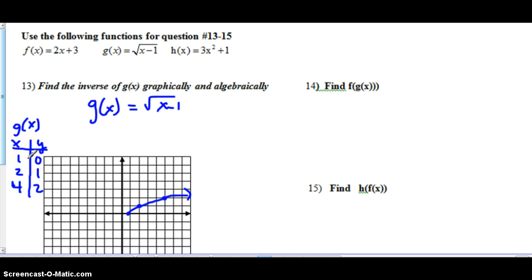So for the inverse, it's going to be the point 0, 1 instead of 1, 0. And then the next point for this one would be at 2, 1. So my inverse would actually be at 1, 2. And then our last point here is actually at 5, 2. I wrote down the wrong thing here. So 5, 2. And the inverse would be at 2, 5.